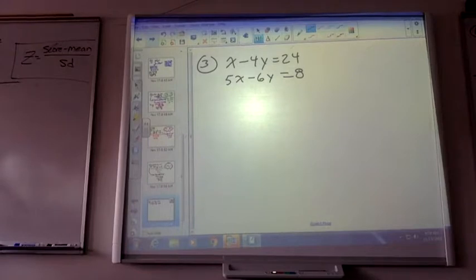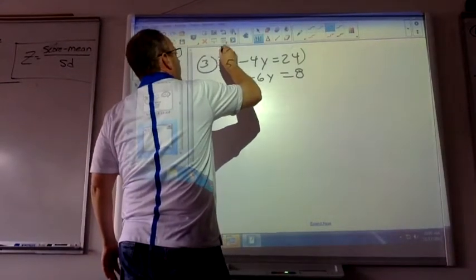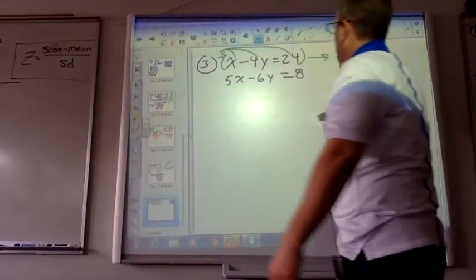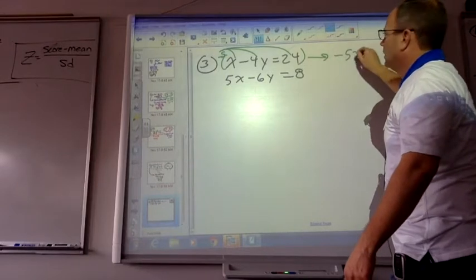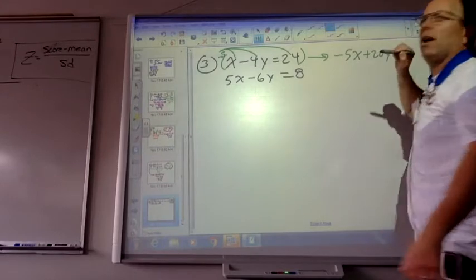Okay, so if you look at the top equation, we have 1x minus 4y. So the rules on this: if you do something to one equation, you don't have to necessarily do something to the other equation. You can do something to both equations. In this case, if I multiply the entire top equation by -5, here with a -5, here with a -5, here with a -5, let me modify this. I get -5x plus 20y equals negative, what's 5 times 24?